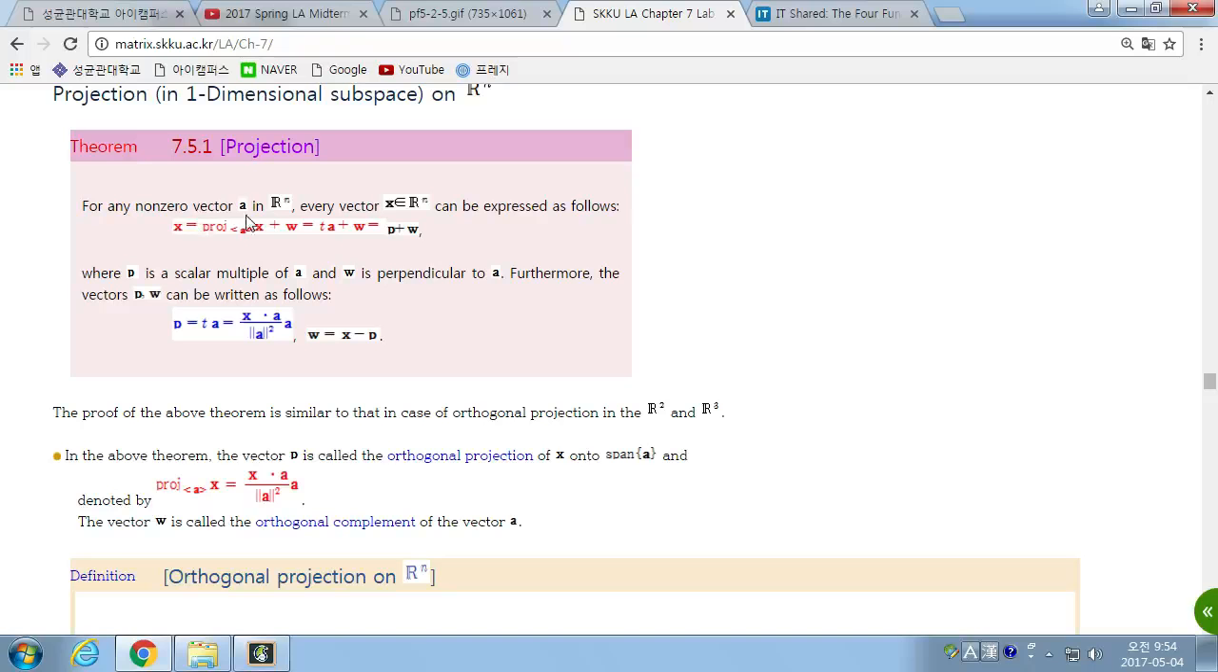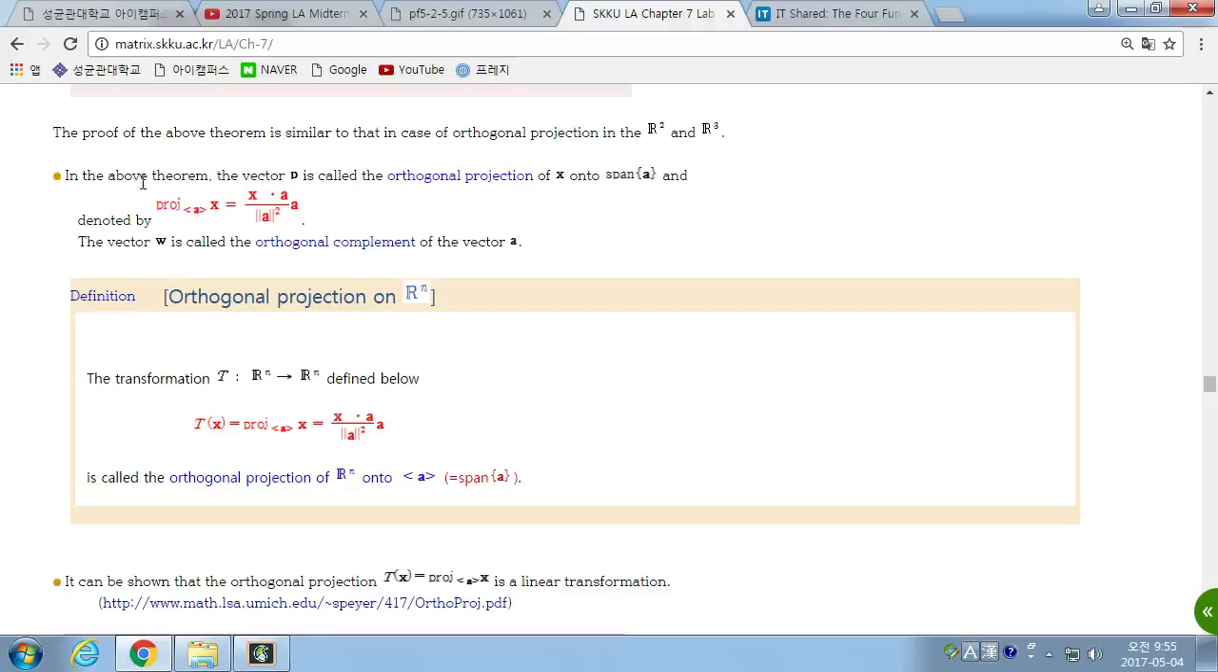For a non-zero vector A in Rn, every vector X can be expressed as follows, like this. Every vector can be written as X is a projection plus W. Projection plus orthogonal complement. And this projection can be written as T times A, which is P. So X can be written as P plus W, where P is a scalar multiple of A, and W is perpendicular to A. And furthermore, this P can be written as TA, as this, and W is equal to X minus P. This is what you already know.